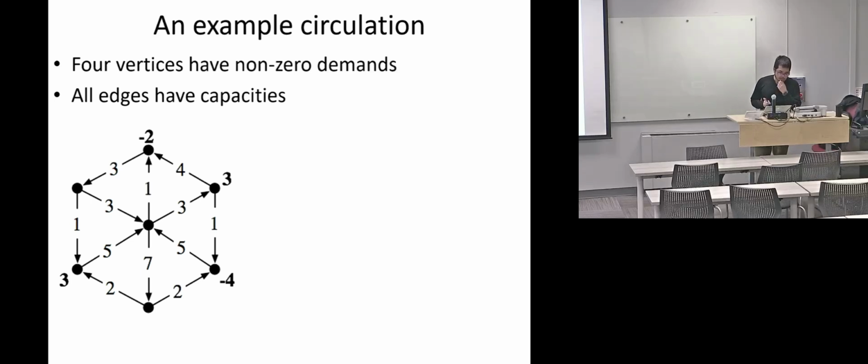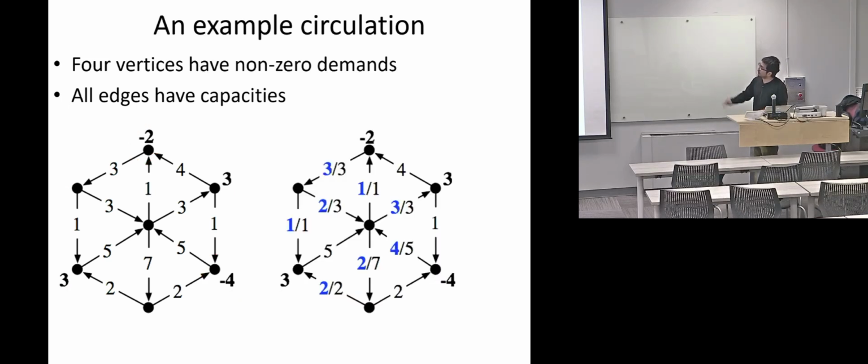Anyway, this is the problem. For example, here this node has negative demand 2, negative 4, and this is 3 and 3, and this is 0. One way to find this circulation is like this. The outflow of this node is 2 because it gets 1 and sends out 3, so it's a supply of 2. And this node has demand 3. So that's the problem.